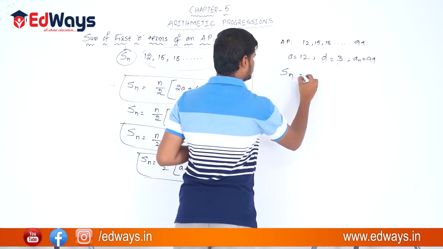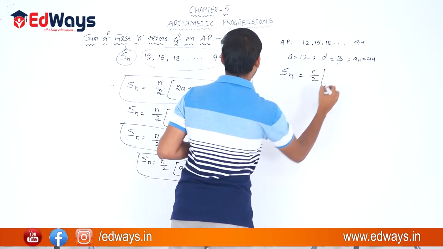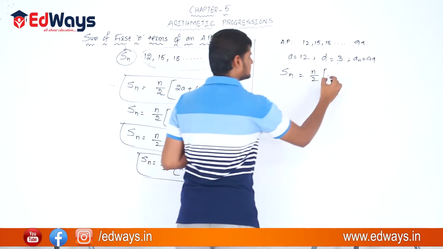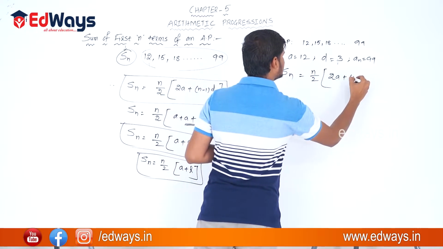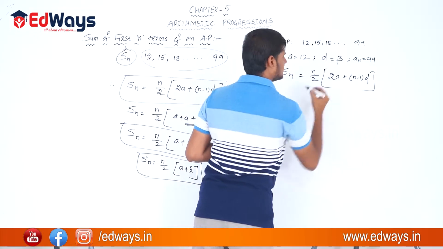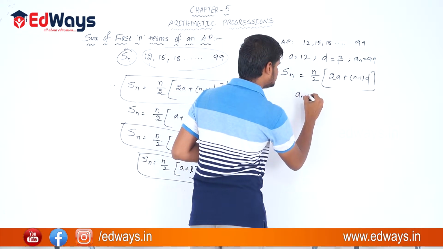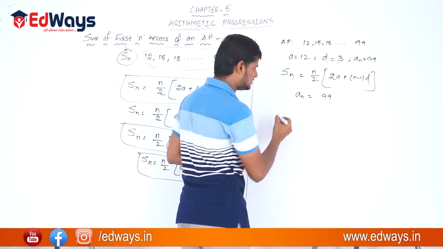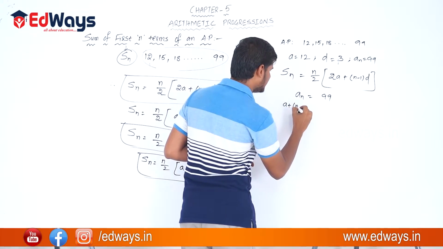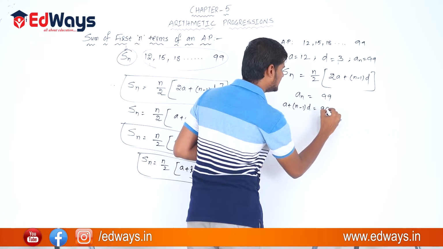So n by 2 of 2a plus n minus 1 into d. So how do you find n? You know an is equal to 99, right? So let us substitute that in the formula: a plus n minus 1 into d is equal to 99.